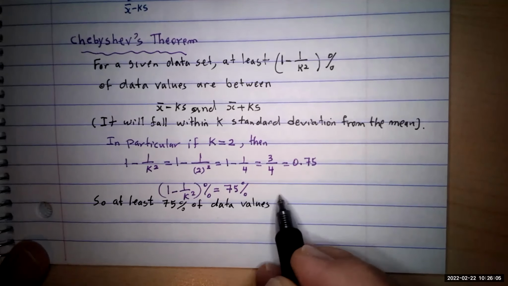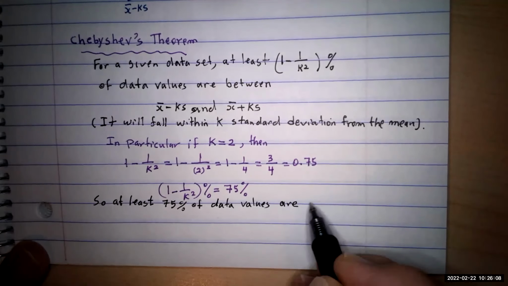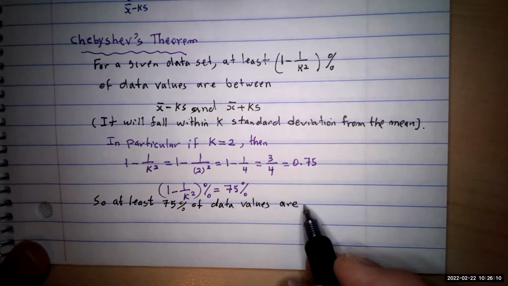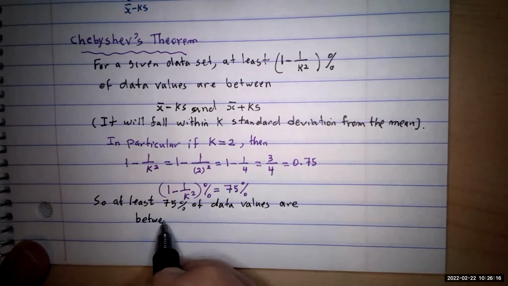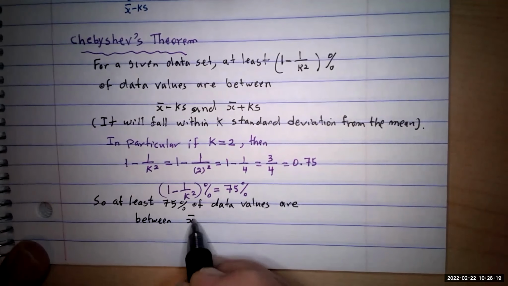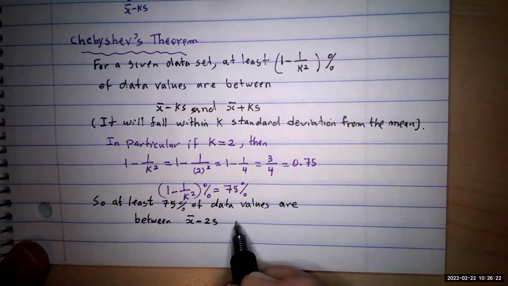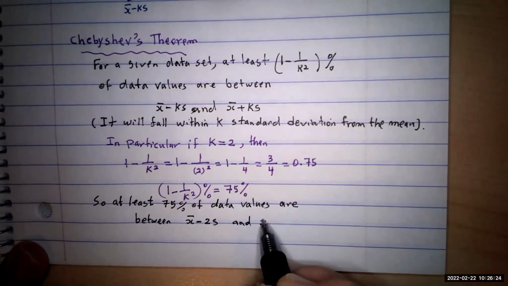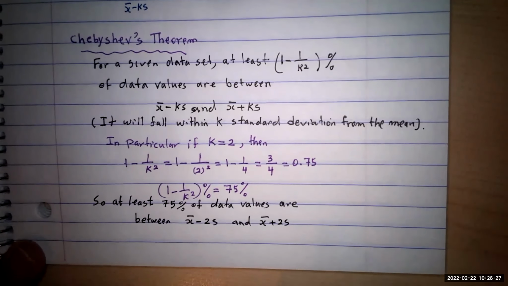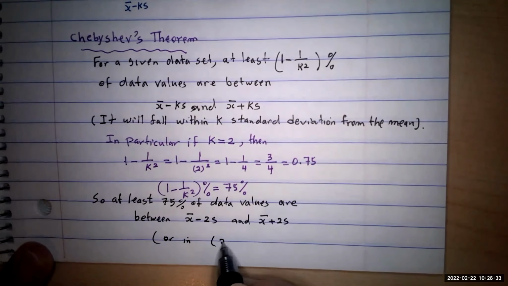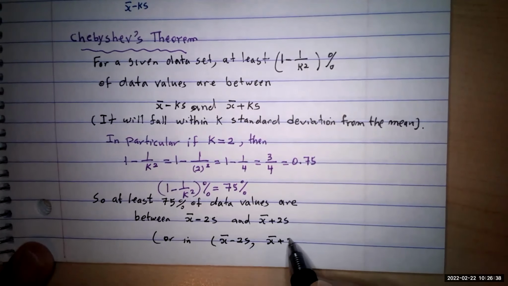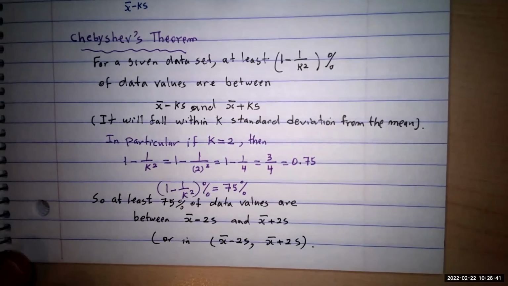are going to be in this interval, between 2 standard deviations from the center, between x bar minus 2s and x bar plus 2s. Okay, that's going to be fine. Or in the interval x bar minus 2s, comma, x bar plus 2s. So that would be the range for the 75% of your data values.